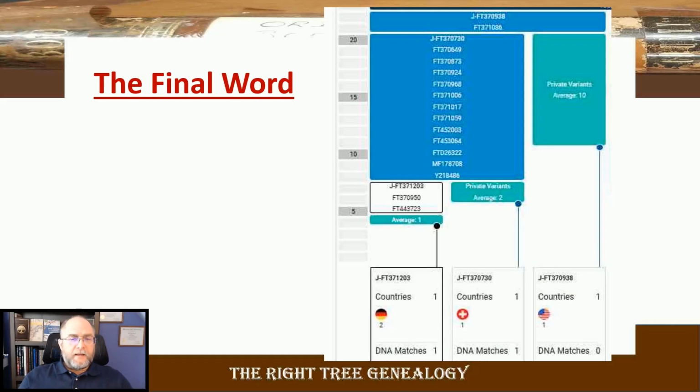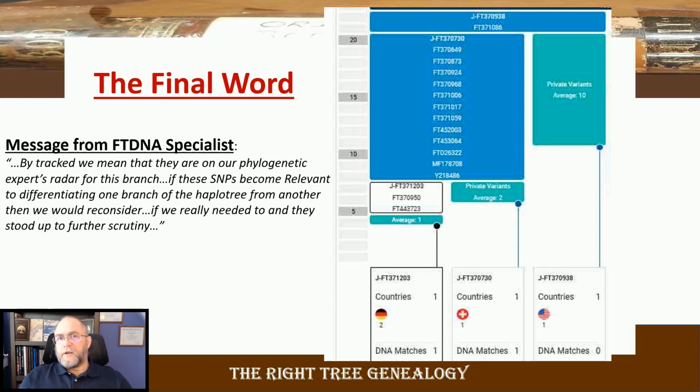I sent back additional messaging or a request to FTDNA and their specialist. I'm a group admin for two different groups. Being a person that has been an admin, we know what to ask, and I asked some of those questions about the named variants or SNPs not being on the tree. And this is the paraphrased message from the FTDNA specialists and their discussion with the phylogenetic expert.